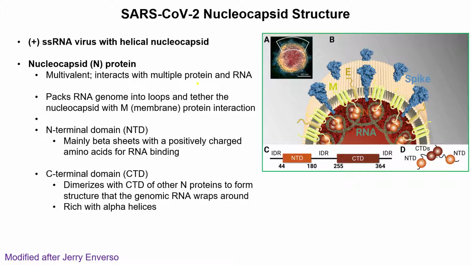What is happening right here: you can see that it is a plus strand RNA, we already know, with a helical nucleocapsid inside. That's important, absolutely know that. The N protein, the nucleocapsid protein, is multivalent and interacts with multiple proteins and RNA. Here you are seeing the nucleocapsid protein interacting with the M, or membrane protein, which is on the envelope. At a later stage, the N protein will interact with many other proteins in the replication transcription complex, but at this point that's not needed. What it does is pack the RNA genome into loops and tether the nucleocapsid with the M protein.